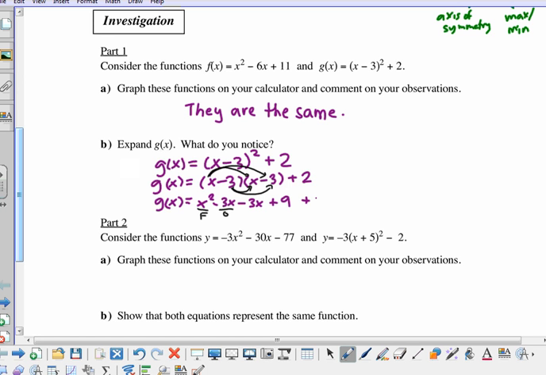And then we still have plus 2. So last step is we want to collect like terms. So x squared. What's negative 3 plus negative 3? Negative 6x. And 9 plus 2? 11. Is that the same as f of x? Yeah, which is equal to f of x. So they are the same. You do have to show that algebraically.